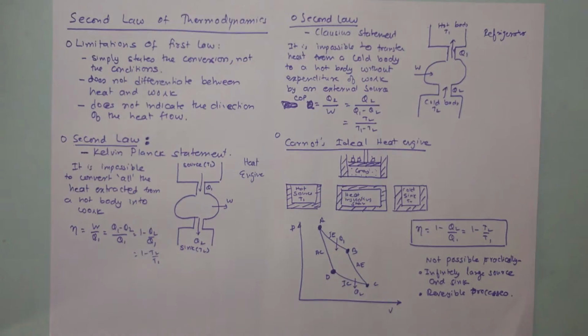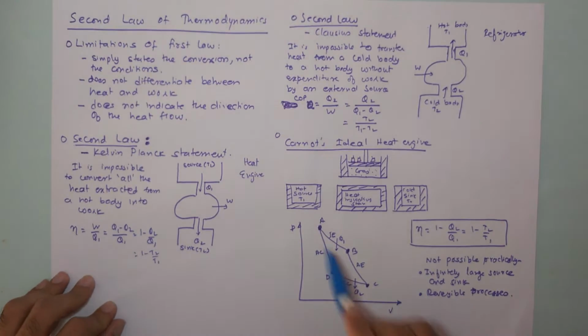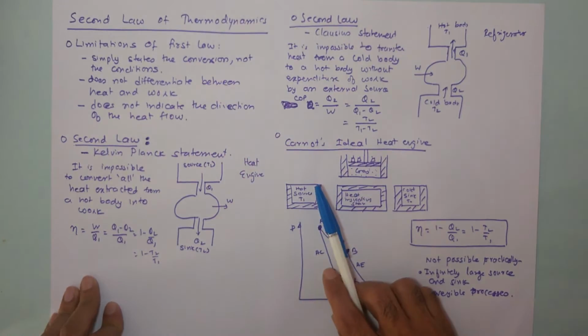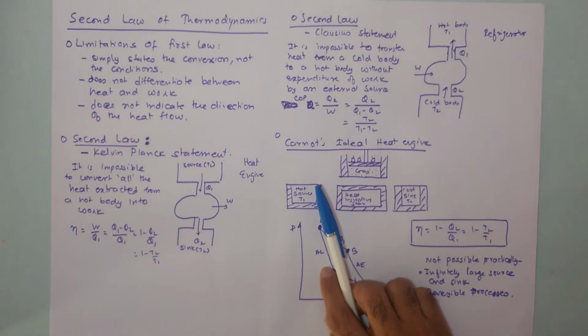Second law of thermodynamics. First we'll begin with the limitations of the first law. The first law is Q equals delta U plus W. Basically, these are the limitations of the first law. It simply states the conversion. It does not state the conditions under which those conversions can happen.